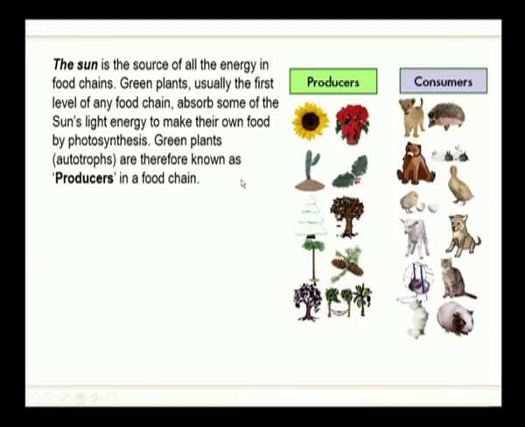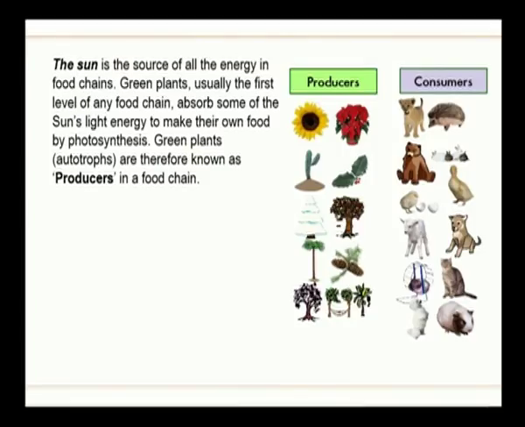So for this food chain to work, there are producers and consumers. Producers are basically the species which produce their own food, and consumers are the ones which are dependent on the producers for their growth. As you see in this picture, the sun is the source of all energy in the food chain. Green plants, usually the first level of the food chain, absorb some of the sun's light energy to make their own food by photosynthesis. Green plants are therefore known as producers in the food chain.